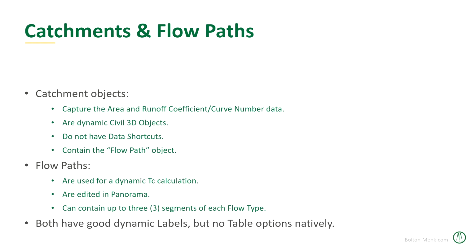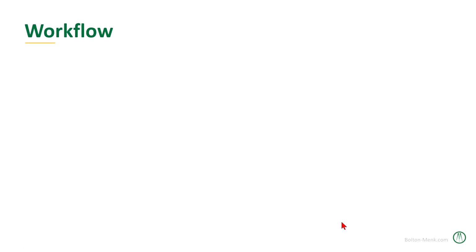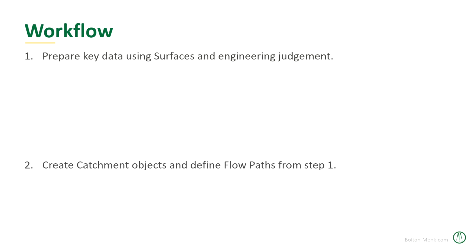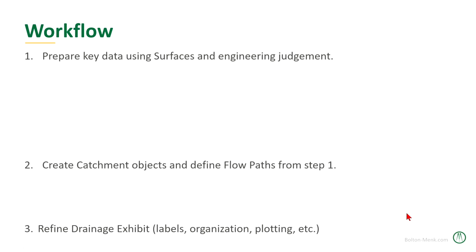Now, one other thing to note about these is that we get good labels for our plan view. However, there is no table option natively. So with that, let's talk about the actual workflow. How are we going to string this together? Well, number one is we're going to prepare our key data using the surfaces and our engineering judgment. Then we'll create catchment objects and define our flow paths from step 1.